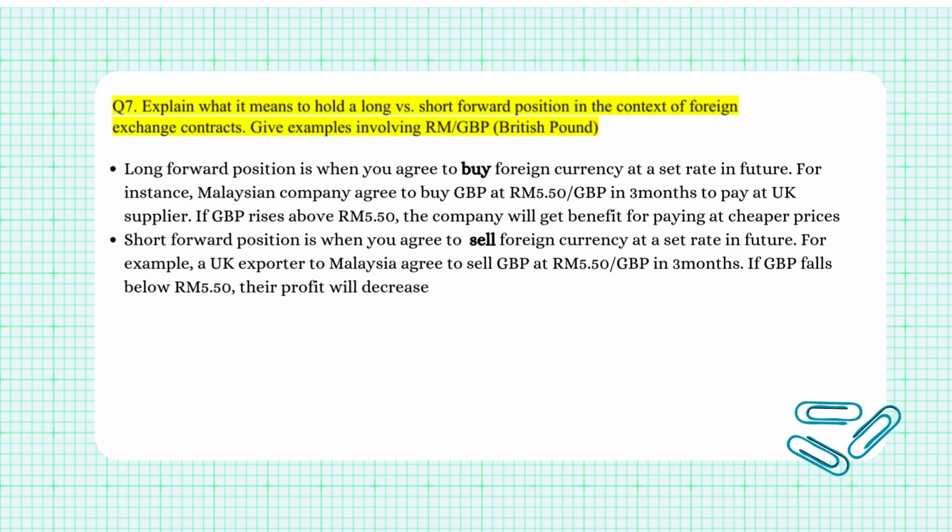If the British pound rises above RM 5.50, the company will benefit from paying at cheaper prices. A short forward position is when you agree to sell foreign currency at a set rate in the future. For example, a UK exporter to Malaysia agrees to sell British pound at RM 5.50 to 1 pound sterling in 3 months. If the British pound falls below RM 5.50, their profit will decrease.